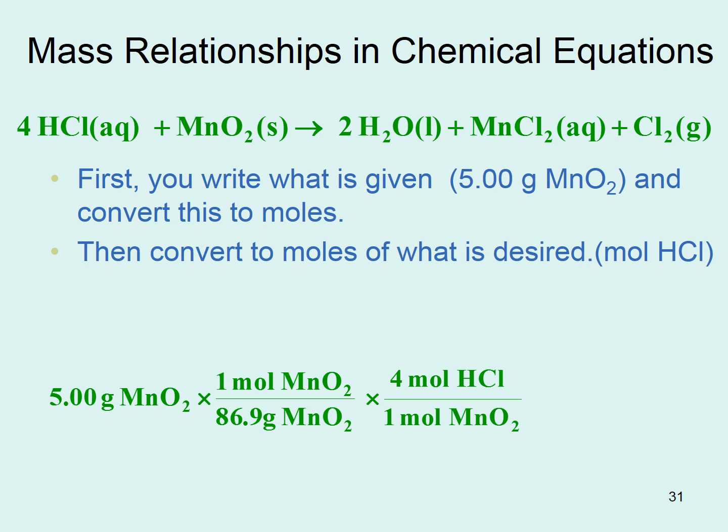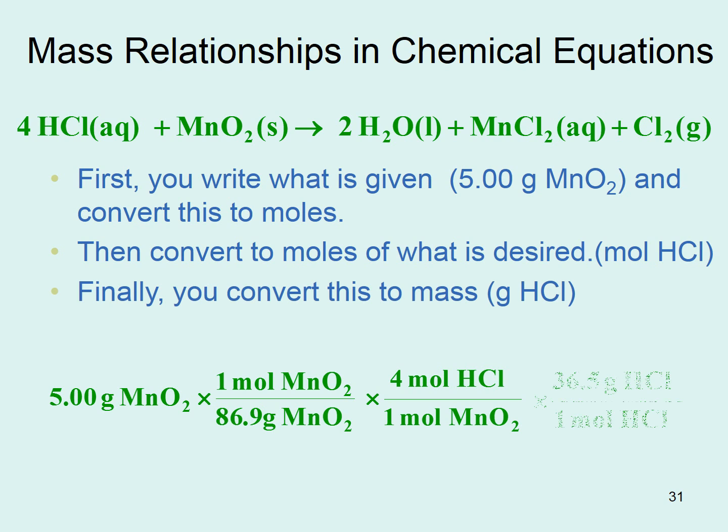Now notice that our factor label method is working. The grams of MnO2 have been canceled, and now the moles of MnO2 have been canceled. If we did the calculation at this point, our answer would be in moles of HCl. But a lot of times what you need to know is the mass of the final product, so be careful about what is being asked for. If the question said how many moles of HCl, then you'd be fine. But now we can convert moles of HCl to grams of HCl by using the molecular weight of HCl.